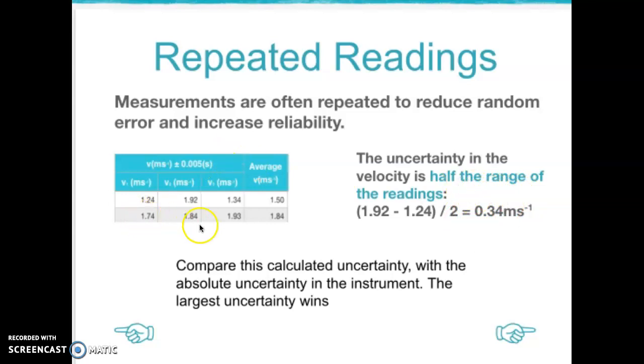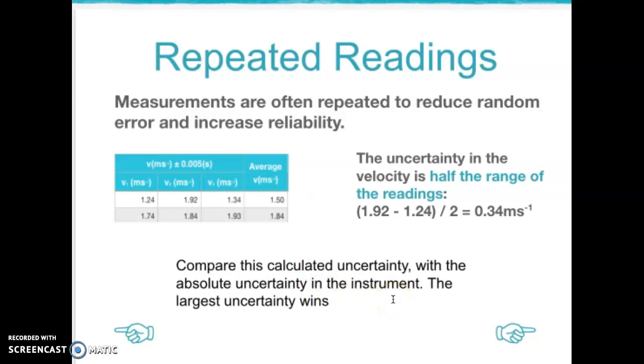I can do it again here. My largest number is 1.93. My smallest number is 1.74. I would subtract 1.74 from 1.93 and divide it by 2. That would give me my uncertainty in this set of values. So in the end, you would end up with a new column with average velocity, average uncertainty in meters per second. Don't forget the units for uncertainties.